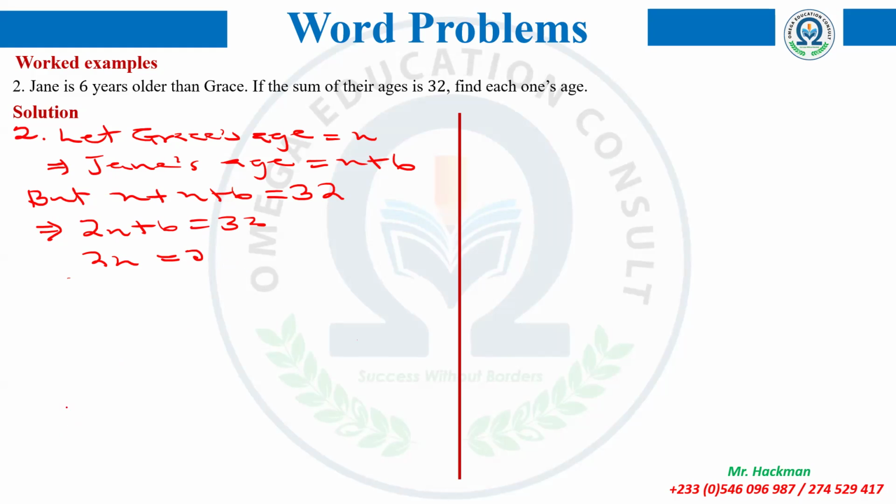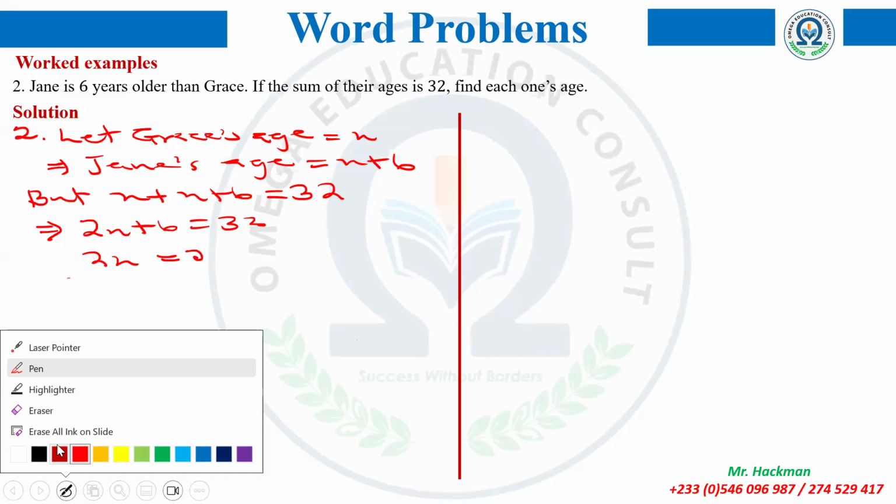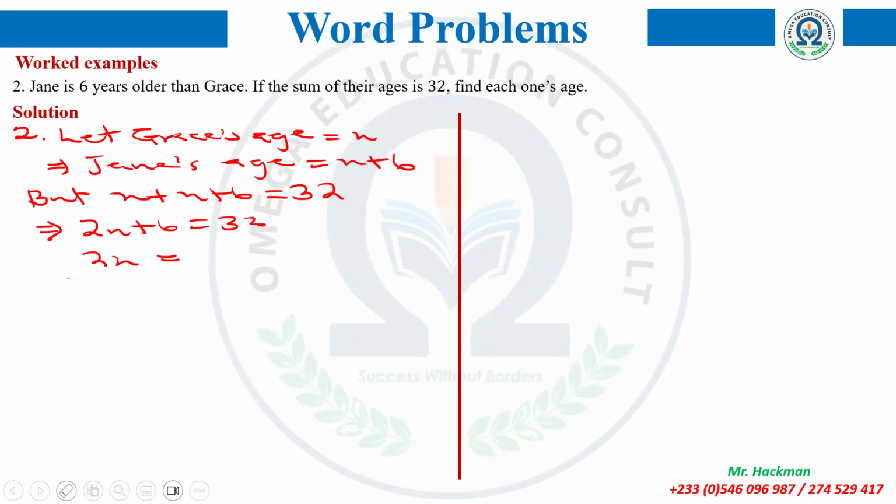Wait, 32 minus 6, what did you do to get your answer? It is 26. Okay, so write it again before you divide, so we know you are done. Anyway, you've gotten your point. So x will be equal to 26 divided by 2, and that will give us 13.